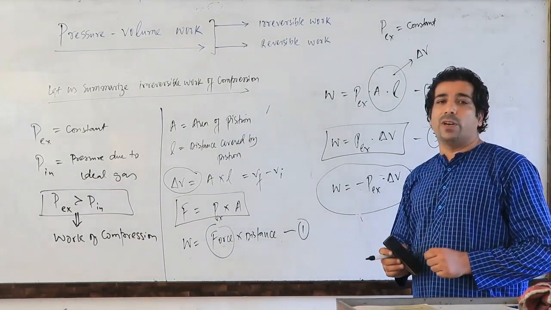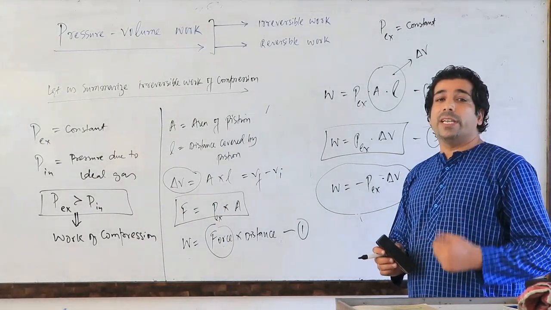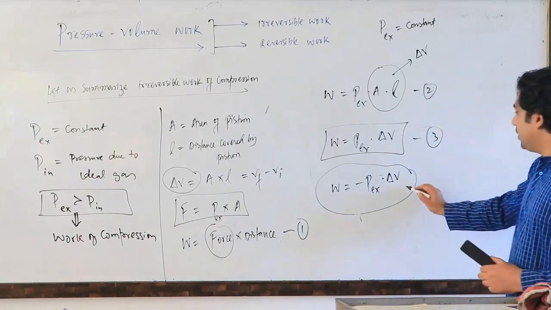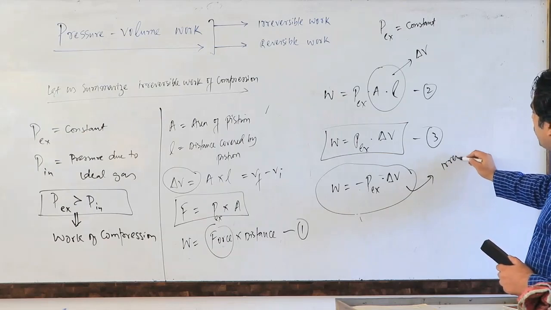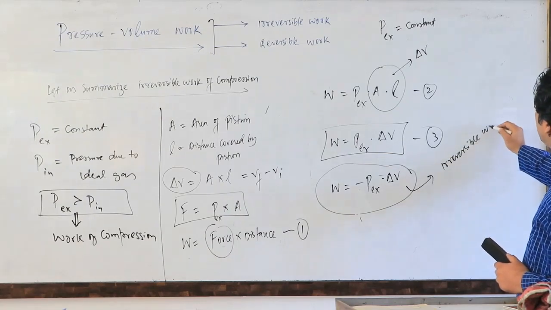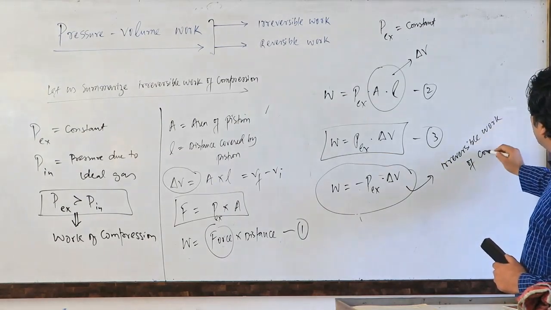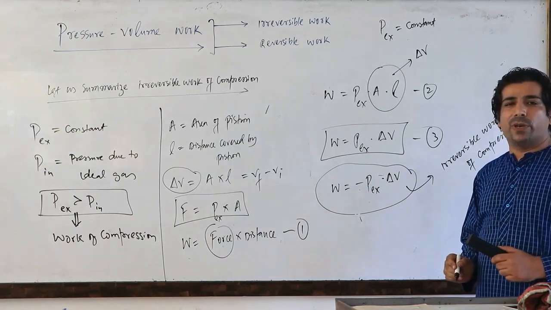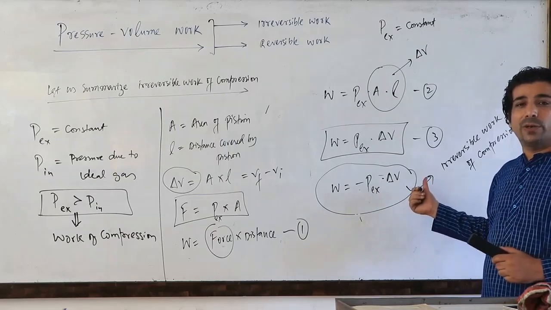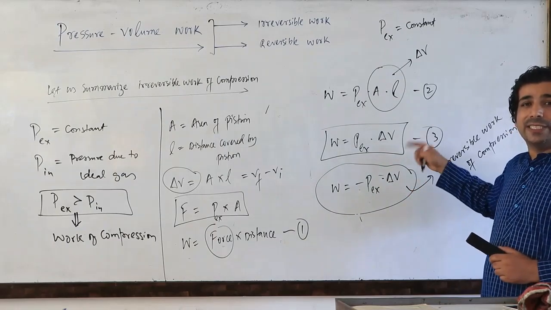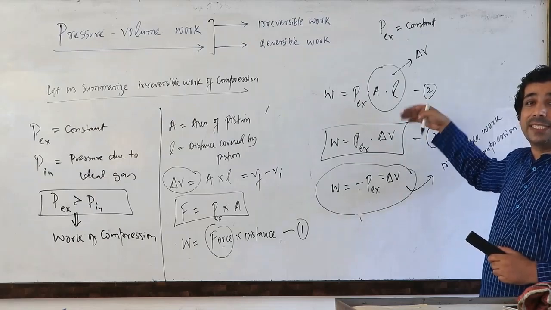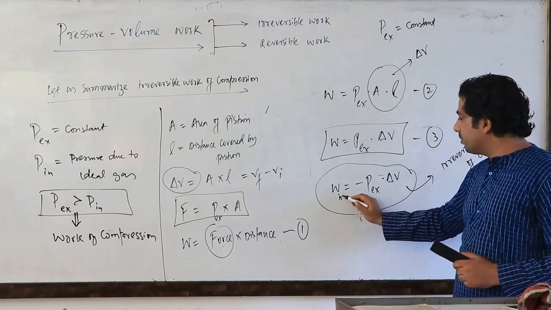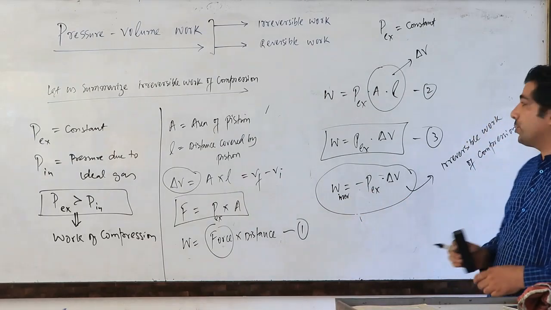But what if you take the work of expansion? Irreversible work of expansion is there, so let us see the expression for that. This is the expression for irreversible work of compression. Why do we call it irreversible? Because this process cannot be reversed, because the change is large, and that change is basically delta V. It's a bigger change, so obviously this is our irreversible work of compression.